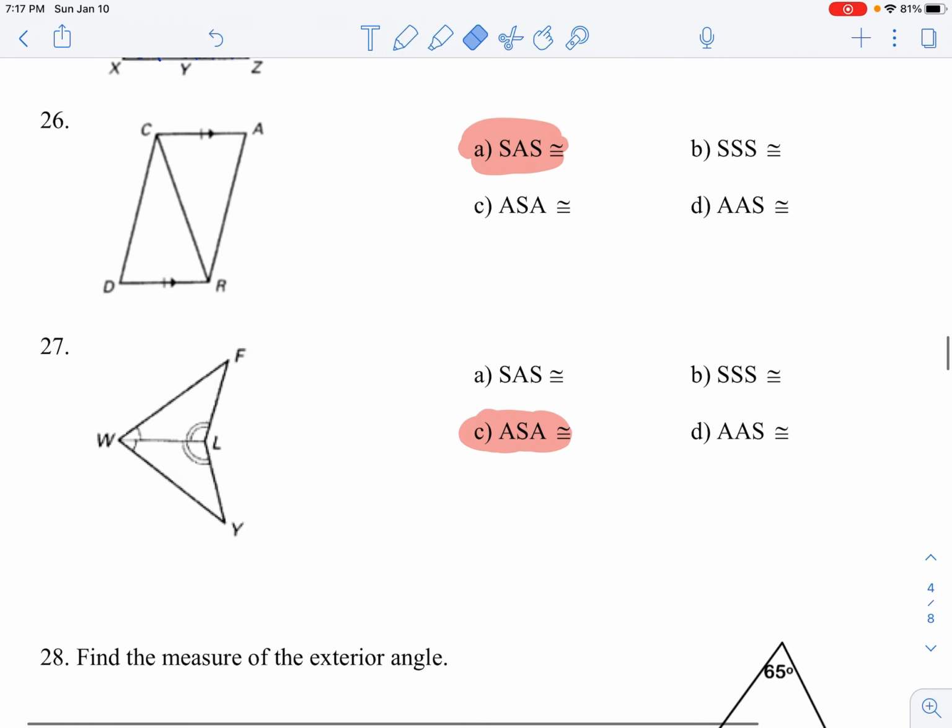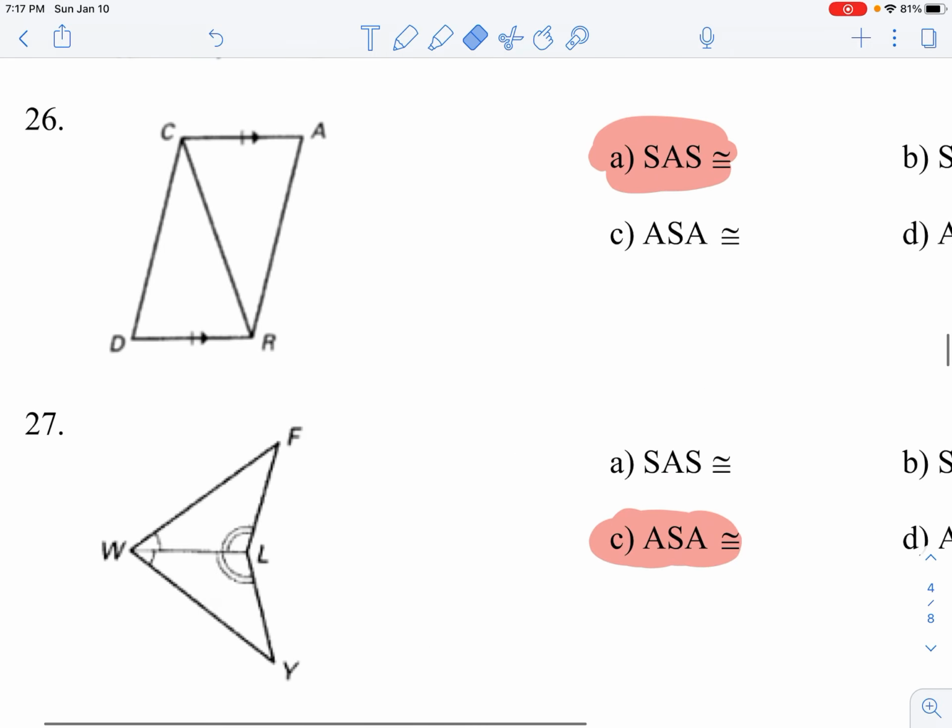Number 26. I see we've got congruent. That's what these symbols are. But we've also got parallel, because you can see those arrows. So if we have congruent and parallel, that means, and I've said this before, if you have parallel lines on these triangle proofs, it's probably going to be alternate interior angles. So the only thing you got to do next is figure out which angles are the alternate interior angles.